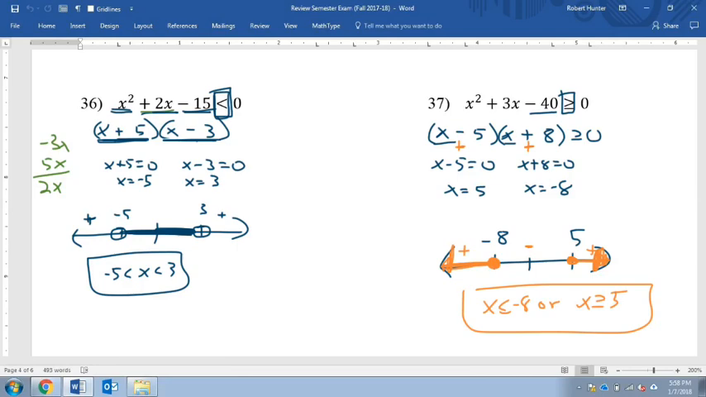Alright, and I promise you there's going to be a couple of inequalities on there. And again, if you want to use the quadratic formula or something like that to solve these, that's fine. It's just a different method. Alright, try 38 and 39 on your own, and then come back and see how you did.